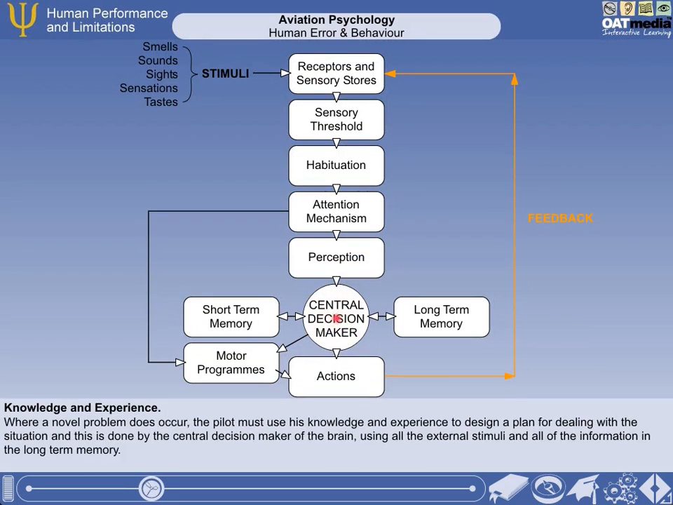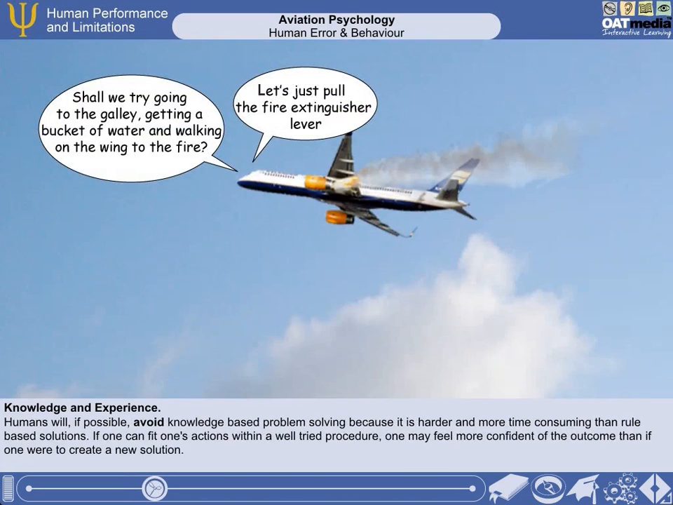Where a novel problem does occur, the pilot must use his knowledge and experience to design a plan for dealing with the situation. And this is done by the central decision maker of the brain, using all the external stimuli and all of the information in the long-term memory. Humans will, if possible, avoid knowledge-based problem solving because it is harder and more time-consuming than rule-based solutions. If one can fit one's actions within a well-tried procedure, one may feel more confident of the outcome than if one were to create a new solution.